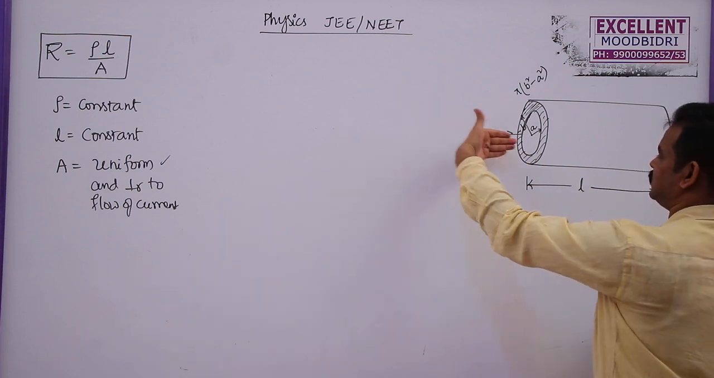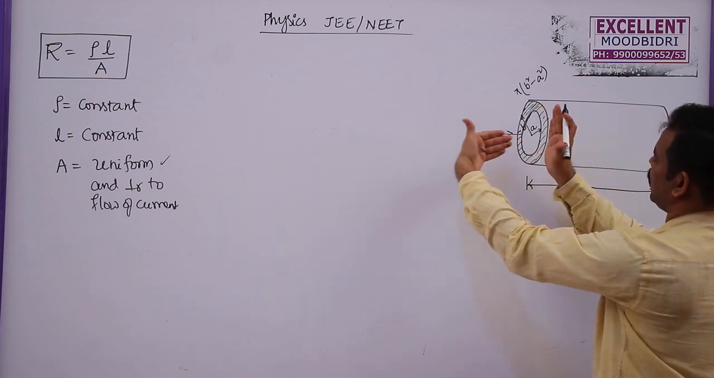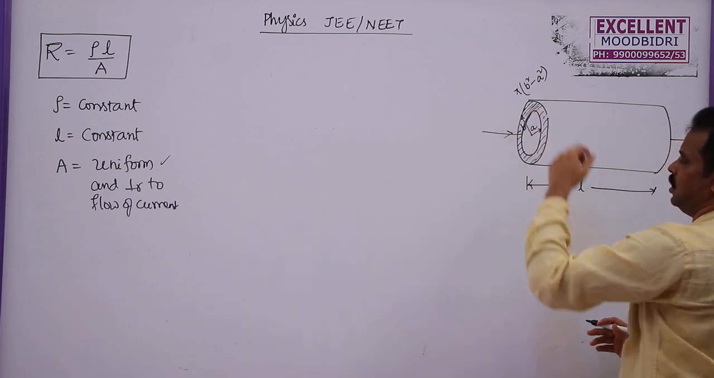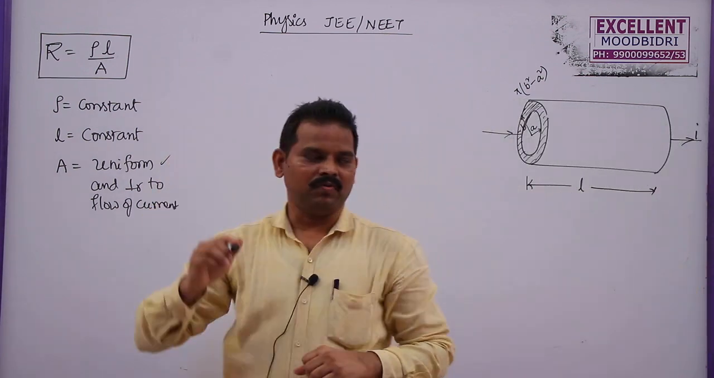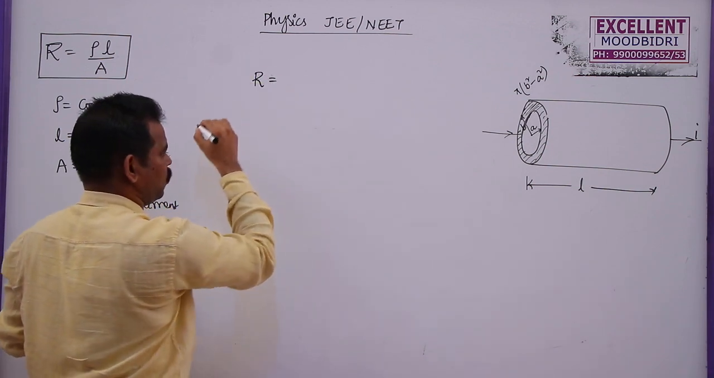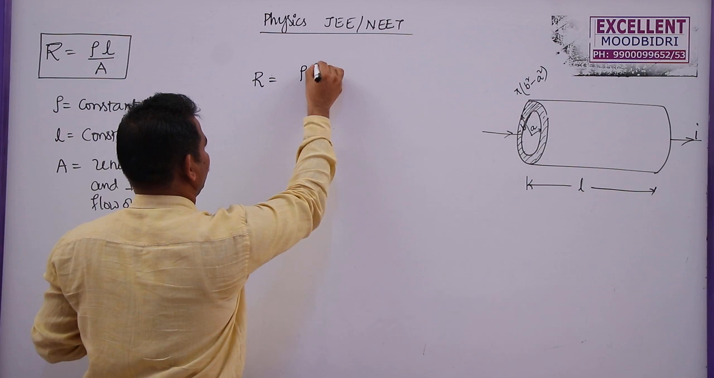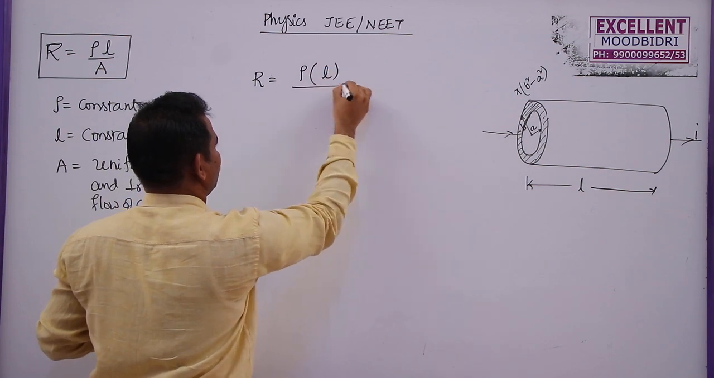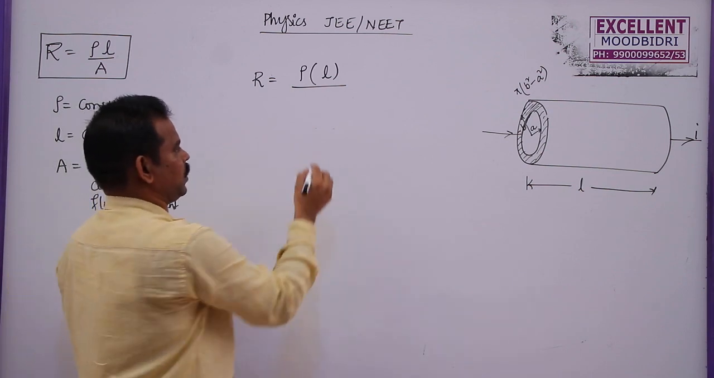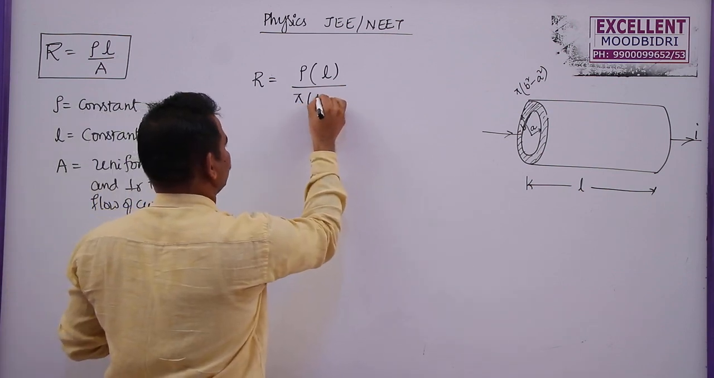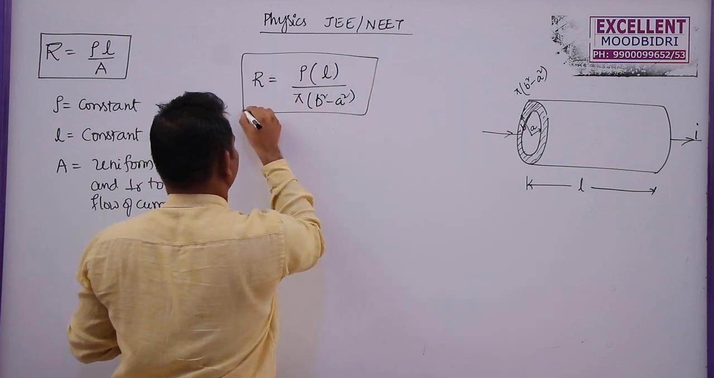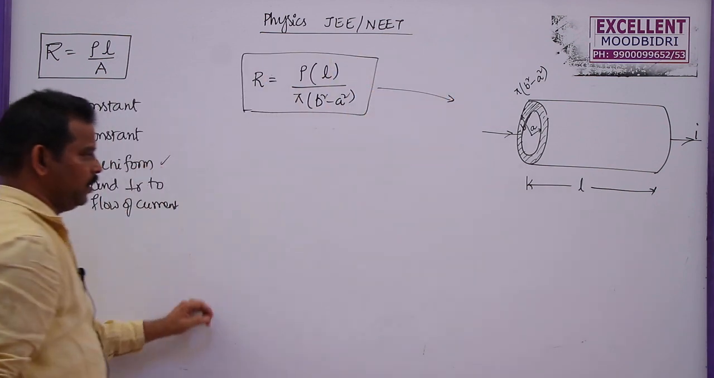Here current is entering like this. So this is the area and this is perpendicular to it. So current is perpendicular to the area, and directly we can use this formula. We can write the resistance of this hollow conductor as rho into length L divided by the cross-sectional area which is perpendicular to the flow of current, which is pi into (b square minus a square). This is the expression to find the resistance of this wire.